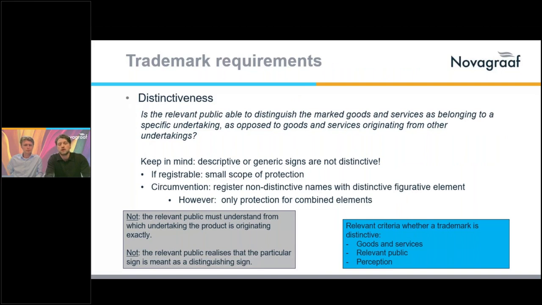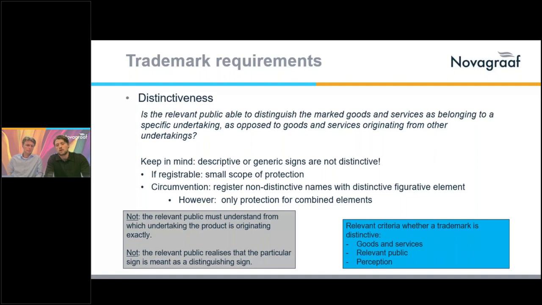And the question must be answered if the relevant public is able to distinguish the marked goods and services as belonging to a specific undertaking as opposed to goods and services originating from other undertakings. And the relevant criteria to assess this are the goods and services in relation to the sign, and the relevant public in relation to these goods and services, and the perception of the sign.